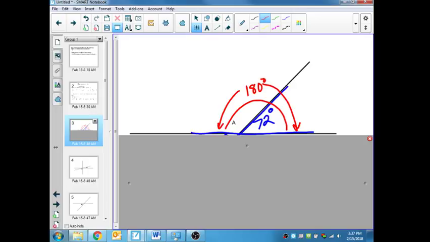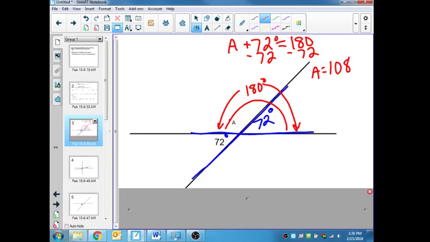So, if I don't know what this angle is, we'll call that A, but I do know that when I add 72 degrees to it, I get 180 degrees. Now I've turned it into a simple one-step equation. Subtract 72 from both sides, and you know that A equals 108. So if A equals 108, you know that this angle is also 108.